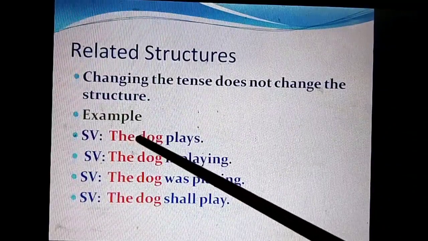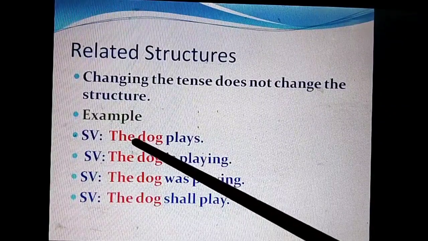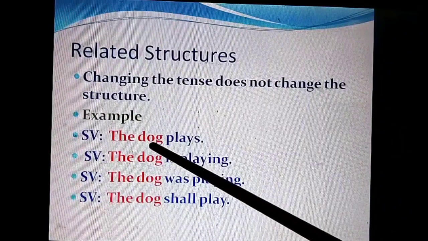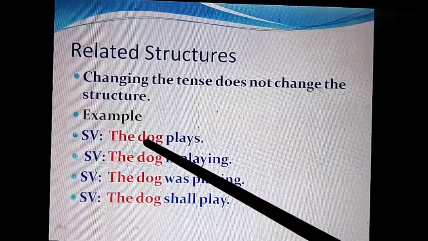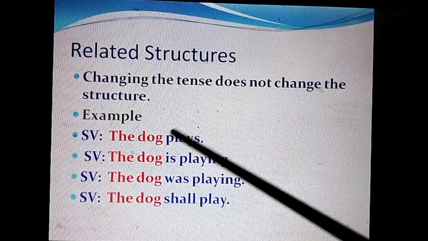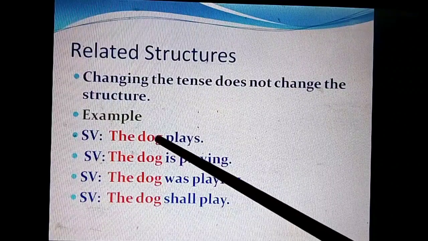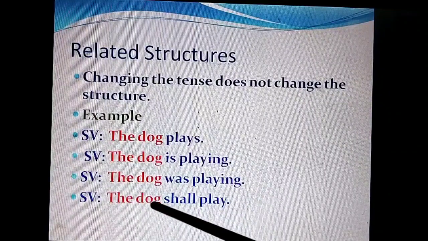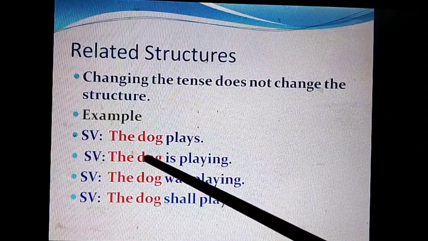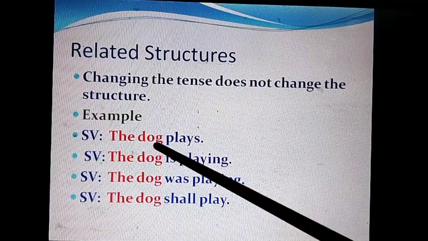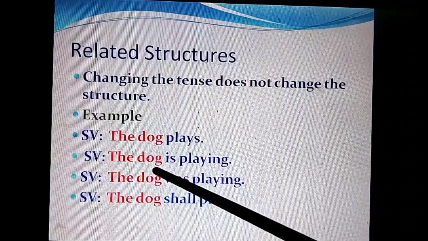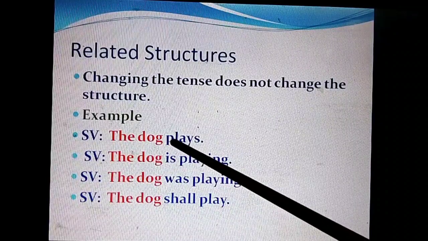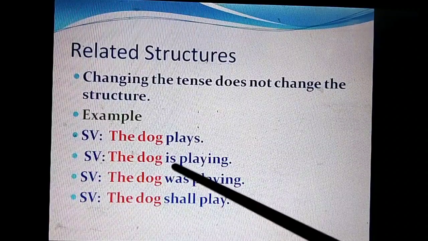The first one is subject verb combination. The dog plays. The dog, subject, we have already seen this. We are just revising the first one. The dog, and plays is the verb. This is the subject verb combination. You can see the red ones are subject and the blue ones are the verb, and it is all the same, but the only thing is that the tense of the same sentence is changing. The dog plays. The second one is the dog is playing.